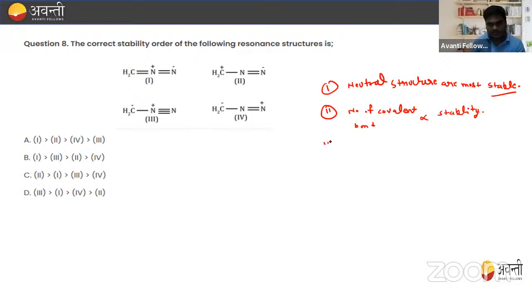Now, the third one is that a structure with a negative charge on the more electronegative atom will be more stable, right? So a structure with the negative charge on the more electronegative atom will be more stable.